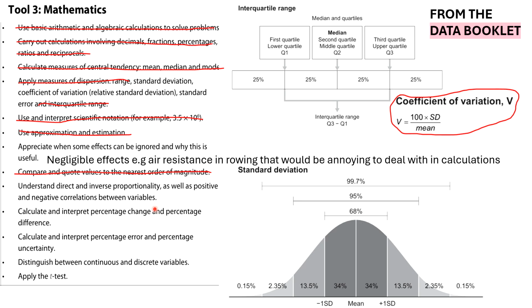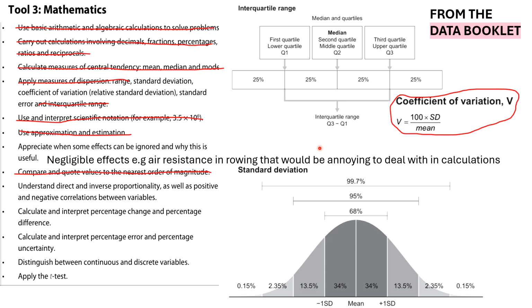Maths. So appreciate when some effects can be ignored and why this is useful. For example, air resistance in gymnastics is going to be negligible, or in rowing, so you want to take it into account in calculations. Calculate, okay, we're going to look at these later.